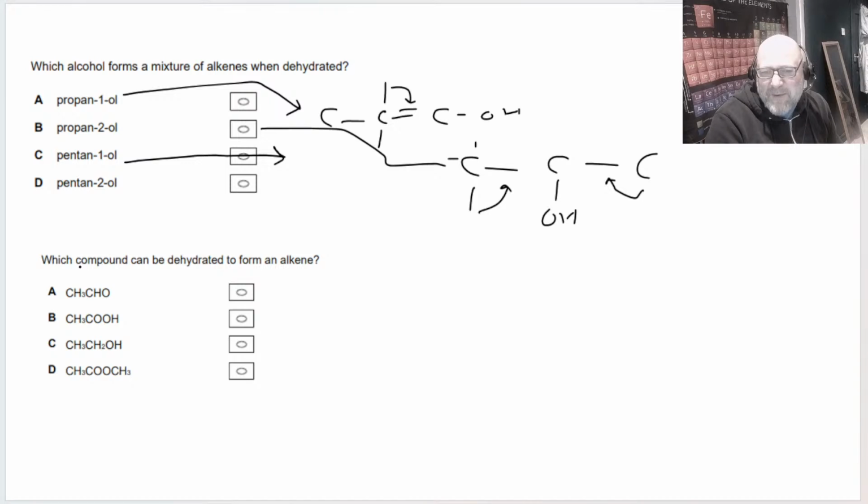What about this one? Which compound can be dehydrated? Oh, that should be easy, this one. I think the second one's nice and easy. If you get this, you're saving yourself time. Which one of these can become an alkene?